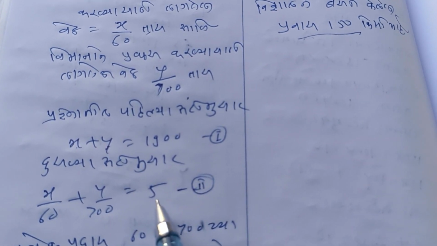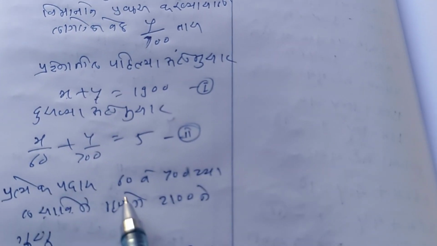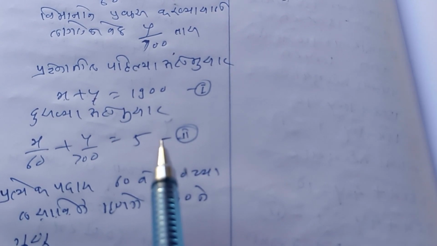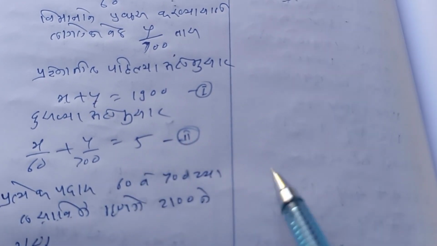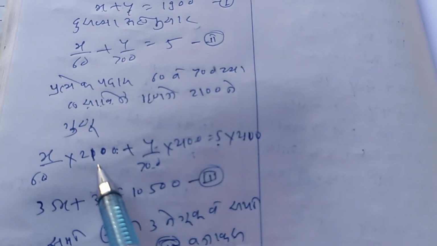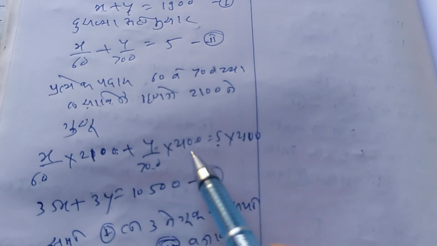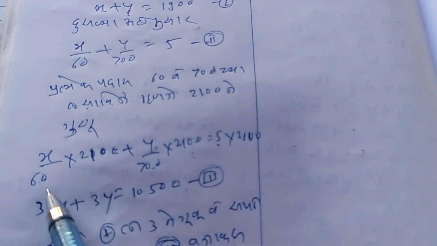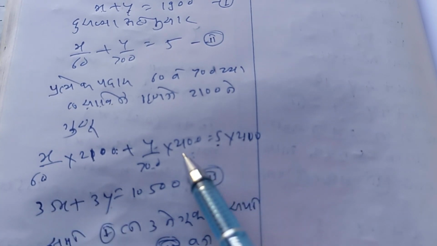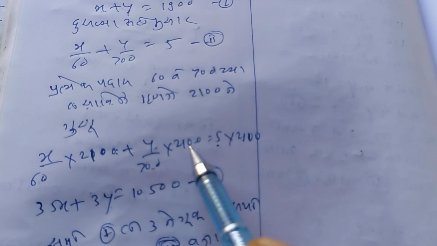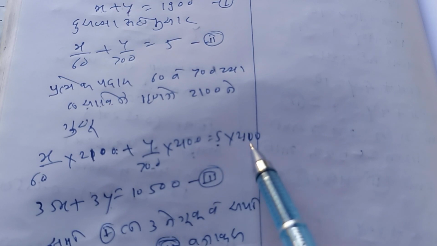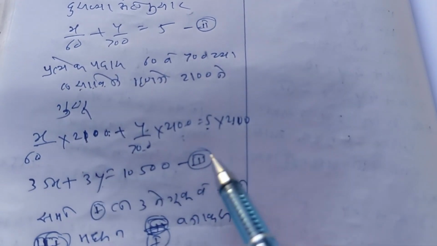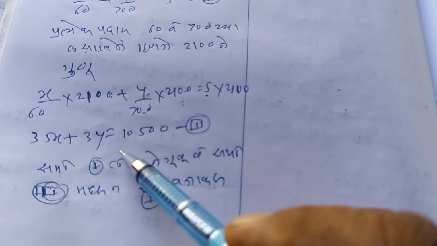Here, time taken to complete the journey. Multiplying equation 2 by 2100, the LCM of 60 and 700, x upon 60 into 2100 plus y upon 700 into 2100 is equal to 5 into 2100. Dividing 2100 by 60 we get 35x, and dividing 2100 by 700 we get 3y, is equal to 10,500. The third equation is 35x plus 3y is equal to 10,500.